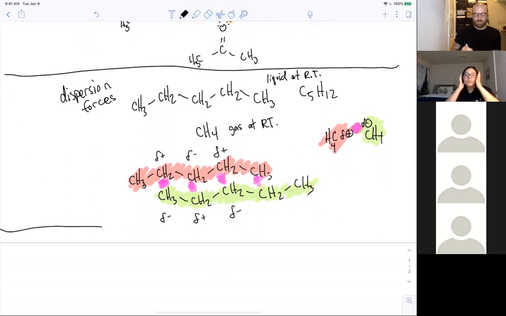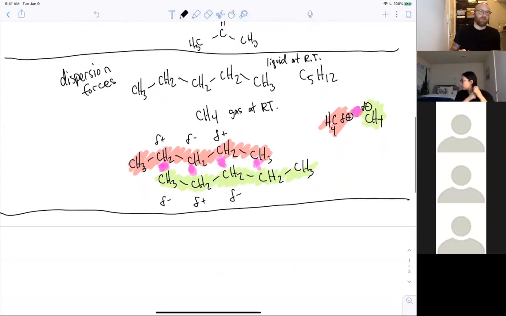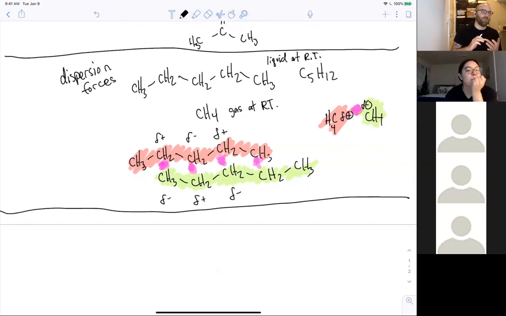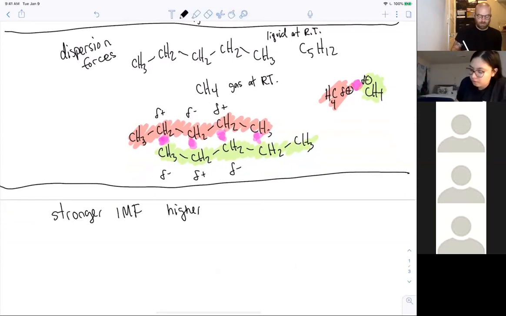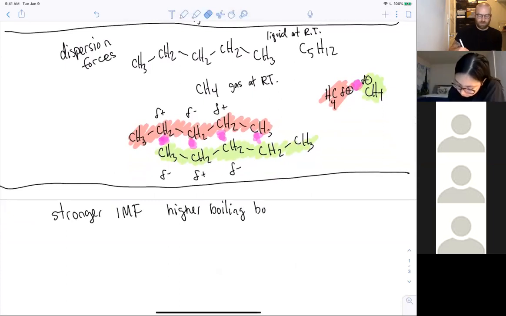So how does this all tie back in? You don't need to know this in hyper depth. You need to be able to identify the different types of intermolecular forces and then be able to compare which are stronger. I think we have some problems in the practice that hint at what we look for in exams. One thing we talk about is that stronger IMFs mean higher boiling points, which is another way of saying they have lower vapor pressures.